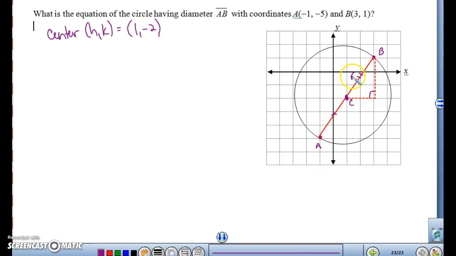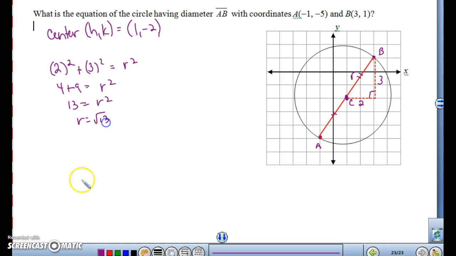I'm looking for r. From here to here, that distance is 2. That's one of my legs. And then from here down, the change in y is going to be 3. So that means 2 squared plus 3 squared is equal to r squared. So what does that make r? r squared is equal to 13, so r is going to equal the square root of 13.